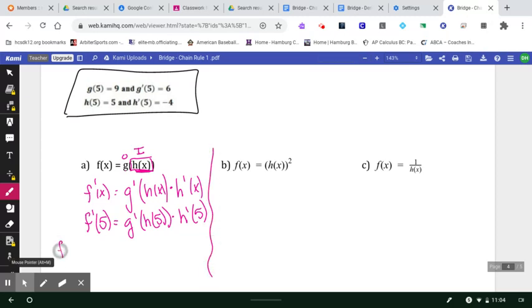All right, so f prime of 5 equals, lots of baby steps here, g prime of h of 5. H of 5 is 5, so I have g prime of 5 times h prime of 5, which is -4. And then I'm going to go one more step. G prime of 5 is 6 times -4. I'm getting a -24.